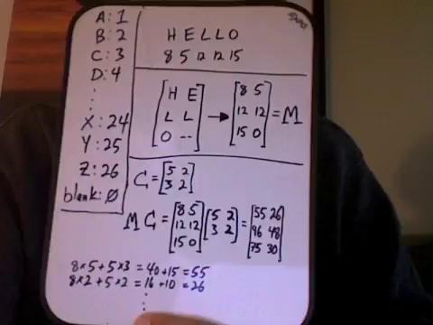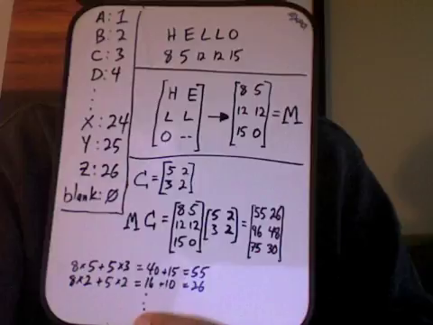Then I'll put those letters into a matrix. Now because my message has an odd number of letters, I'm going to need a blank at the end. And when I transfer these letters into numbers in my matrix, you'll see the 0 there representing that blank. Now this matrix is my matrix M, my message matrix.